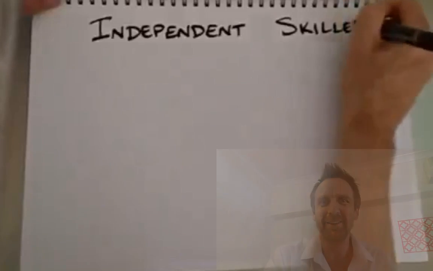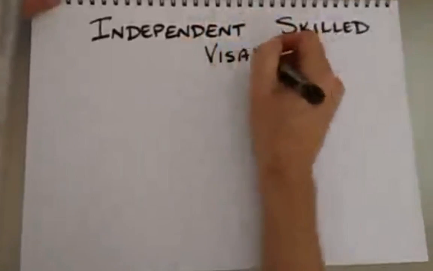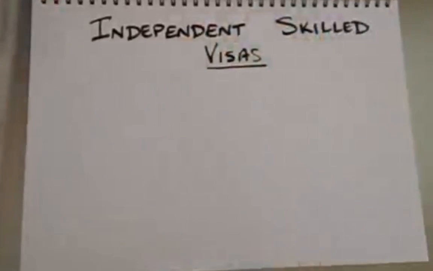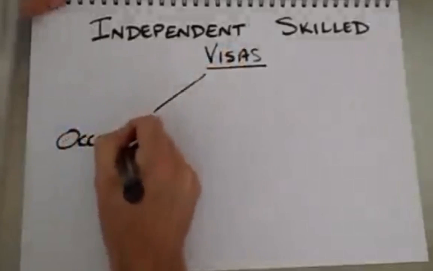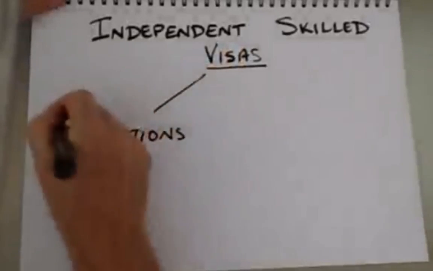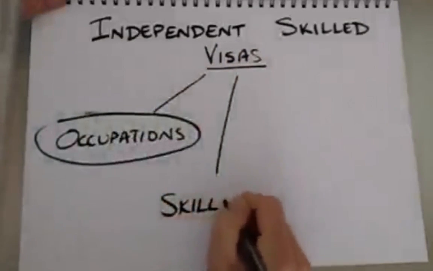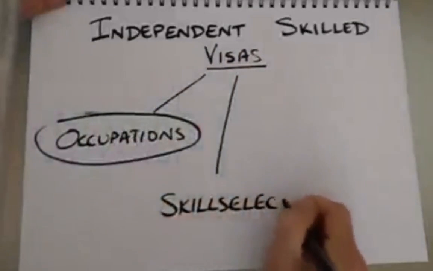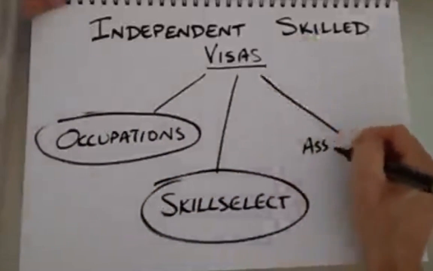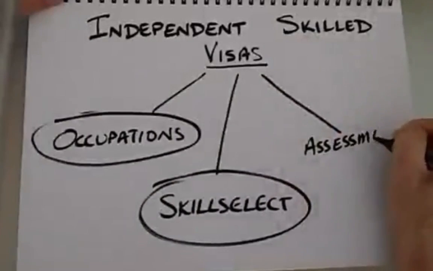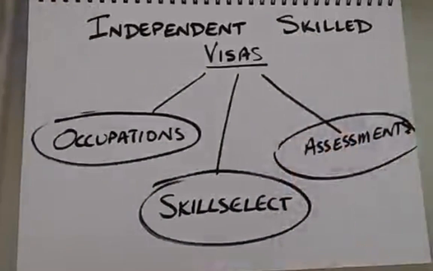So let's get started. In an overview for independent skilled visas, we need to talk about three main things. The first one being occupations. What occupation do you have? What tasks are performed in that occupation? The second one is the process of SkillSelect, and this is fairly important to make sure that you can get nominated for a visa. And the third one is the assessment process. Please note all of these are required for an independent skilled visa.